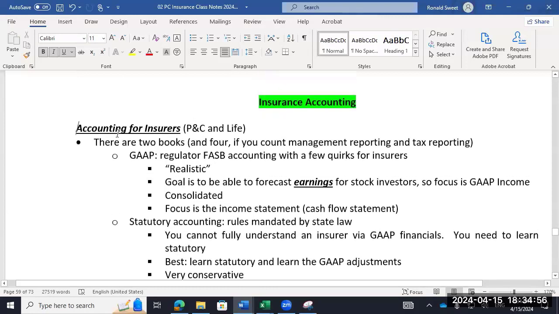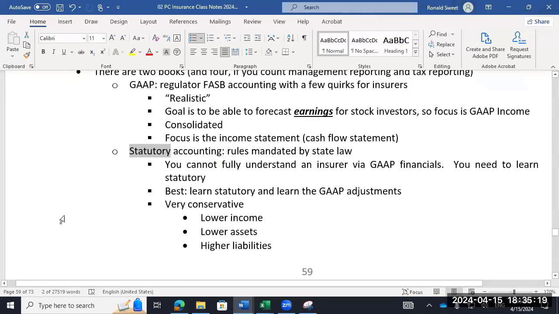But accounting for P&C and life, you essentially have 2 books, really 3 books if you count tax reporting. Insurance taxation is extremely complicated. So they have essentially 2 books. They have their GAAP, and we just called it statutory. When I started at USAA, they only did statutory. Because if you're a private company, if you're not a publicly traded company, you didn't have to do GAAP. But probably the year I started at USAA, USAA started to do GAAP accounting.